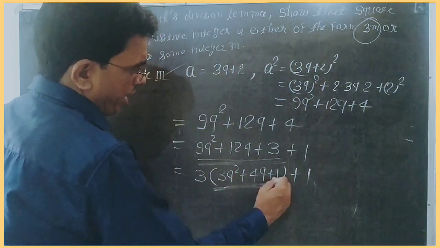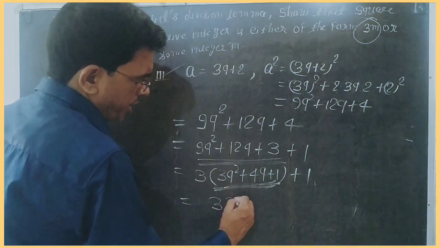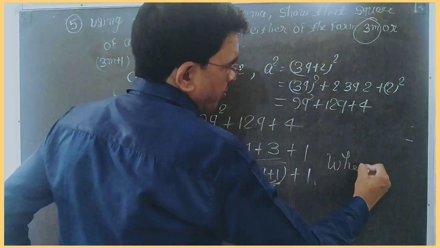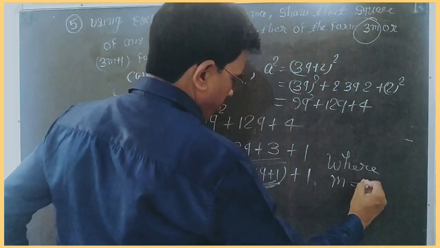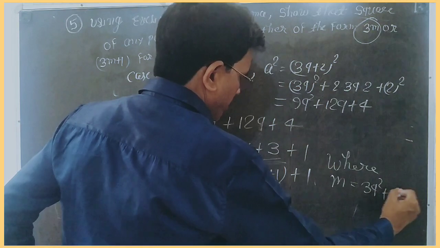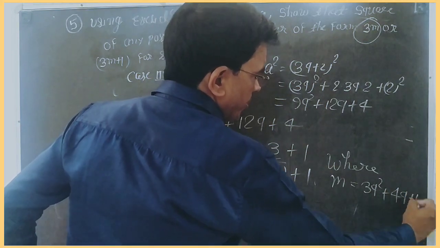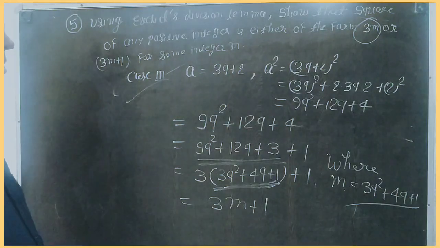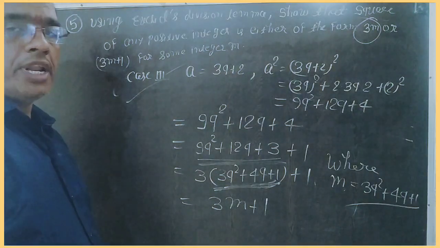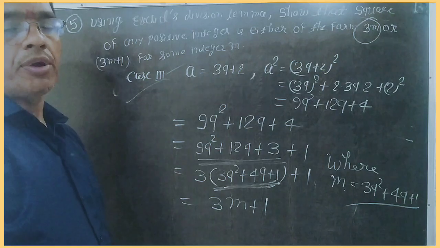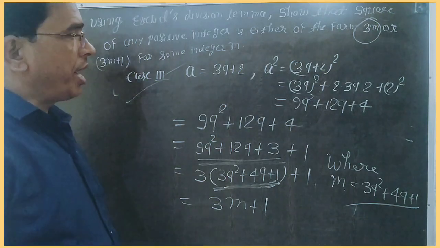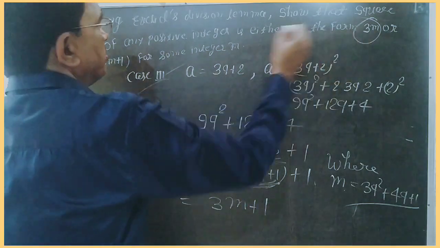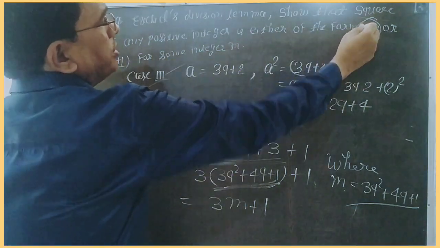Now suppose it is m. So 3m plus 1, where m is equal to 3q square plus 4q plus 1. So now we have to change. In any case, when you divide a by 3, you get 3 cases, that is 3q, 3q plus 1 and 3q plus 2. And squaring them, you get these 3 conditions, that is 2 times 3m plus 1 and 1 times 3m.